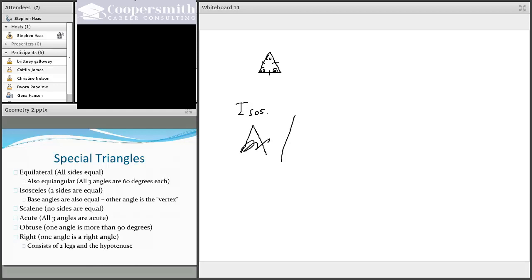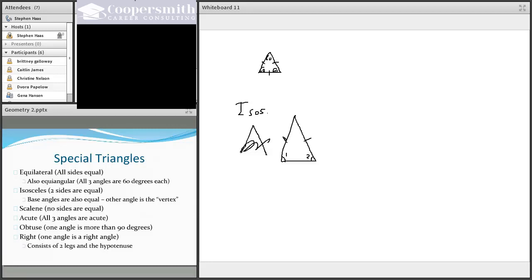Let's draw this relatively straight if we can. If these two sides are equal, this with that, that means two of the sides are equal, but the third side is not. That also means, by the way, that the base angles are equal to each other. So this angle is equal to that angle. Angle 1 is equal to angle 2.